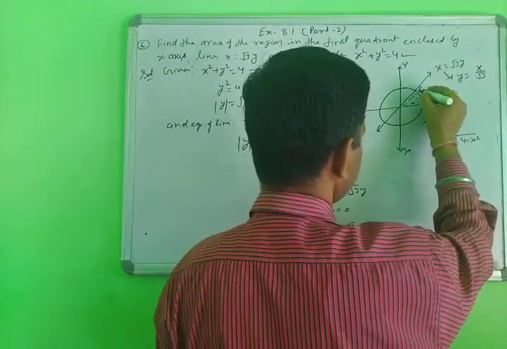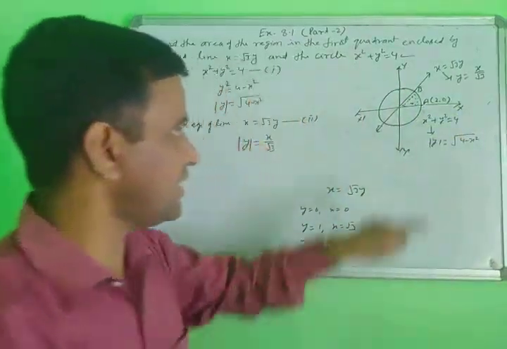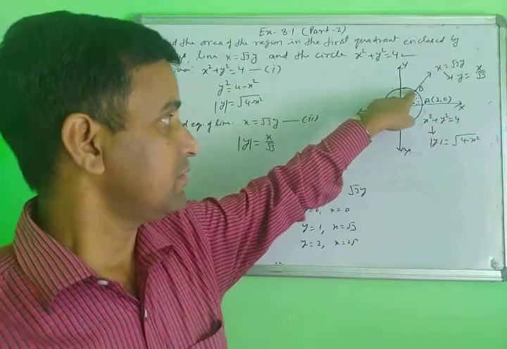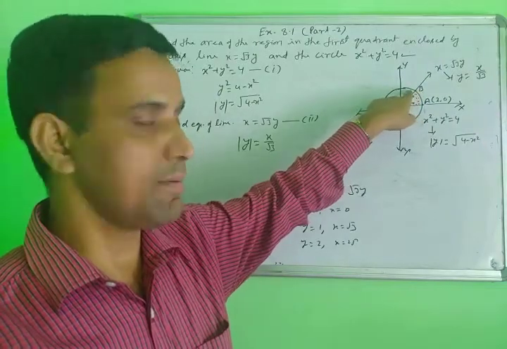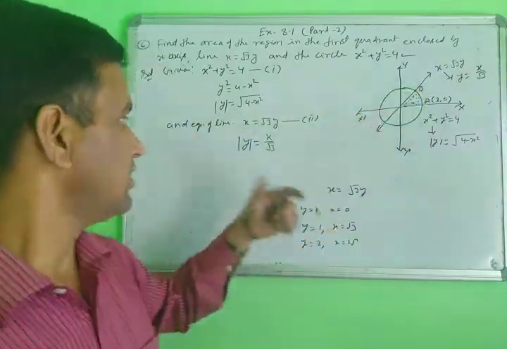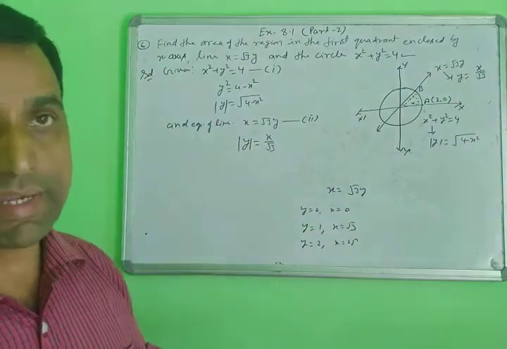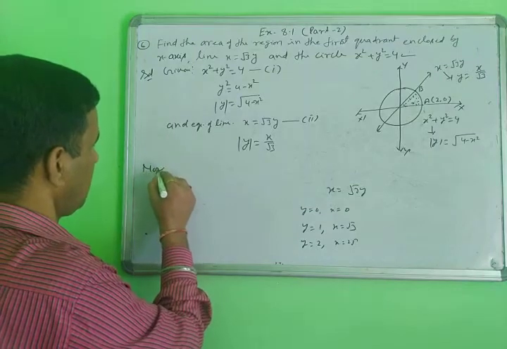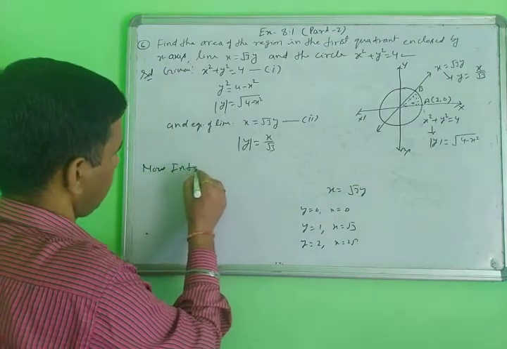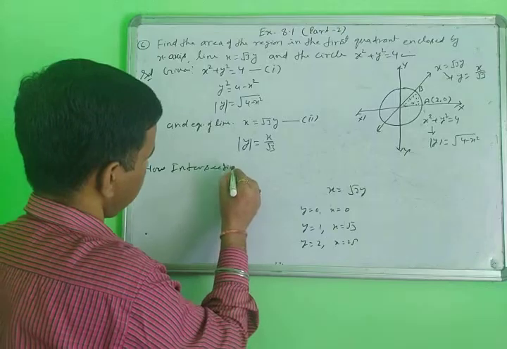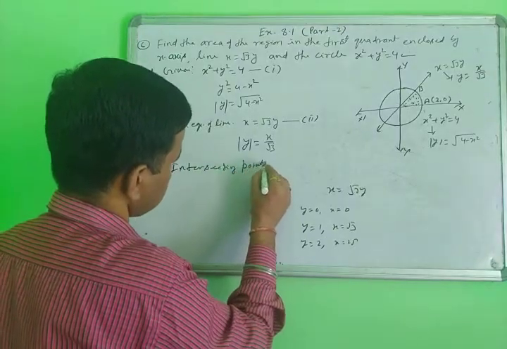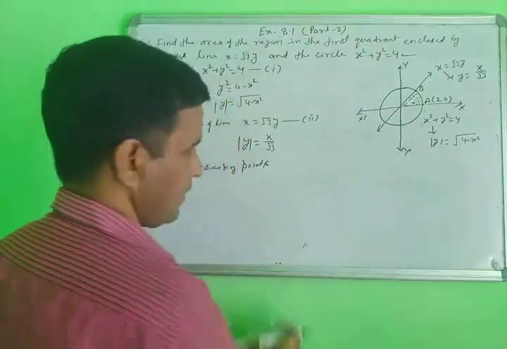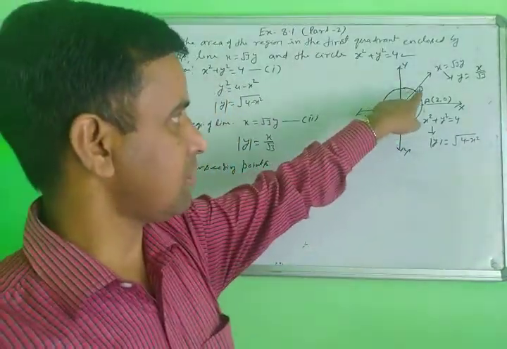What is the coordinate of B here? It means the line and circle are intersecting, with this line and any point having this intersecting point here. Then you find the intersecting point of line and circle. You will find the intersecting point of line and circle.